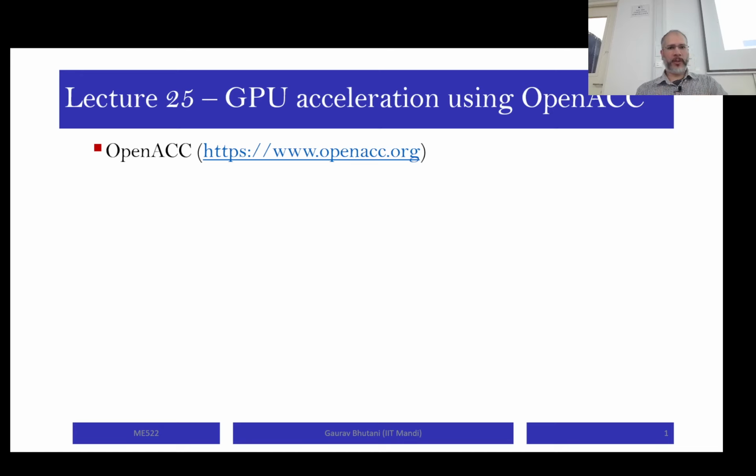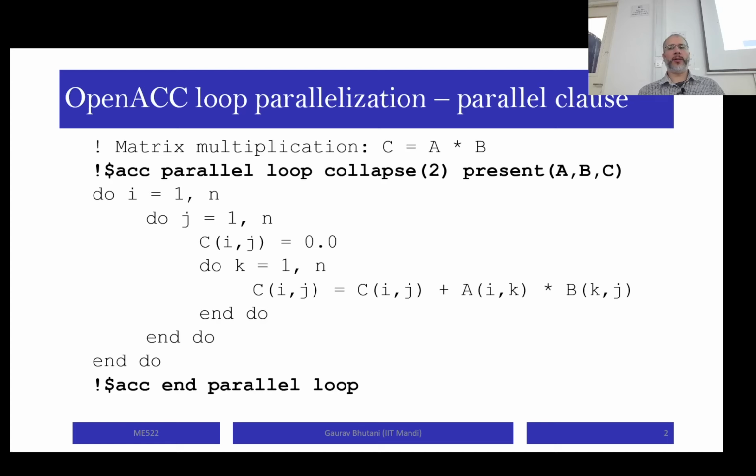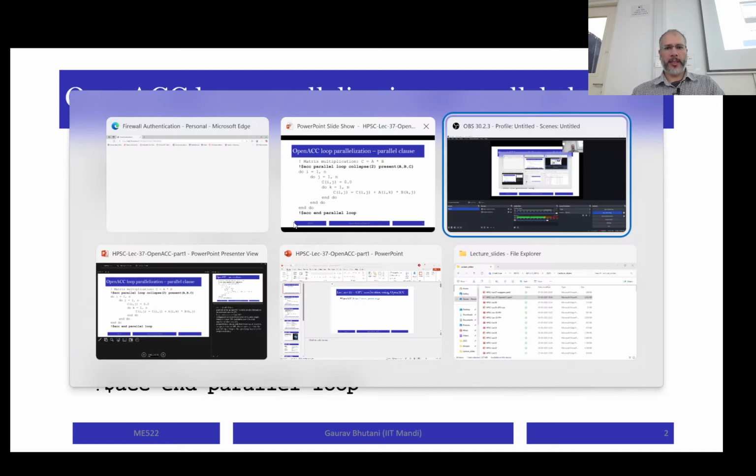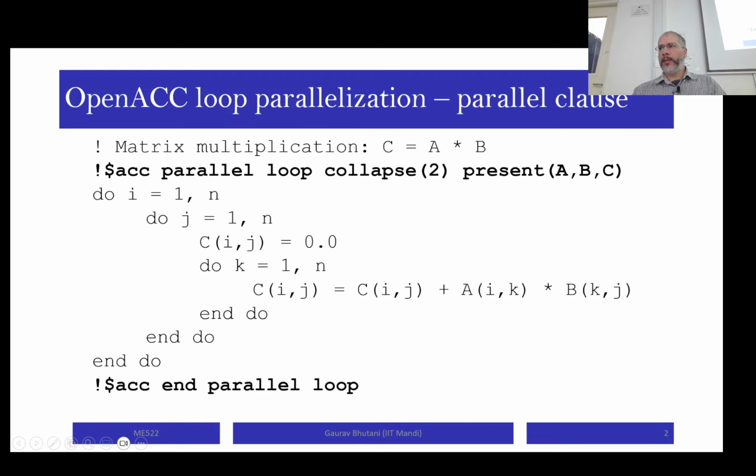There's an official OpenACC link that you can have a look at, which gives you the details about how to parallelize codes with OpenACC. So here's a sample code that we have parallelized using OpenACC. This is a Fortran code. We're back to Fortran now.